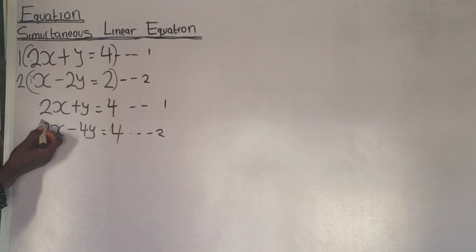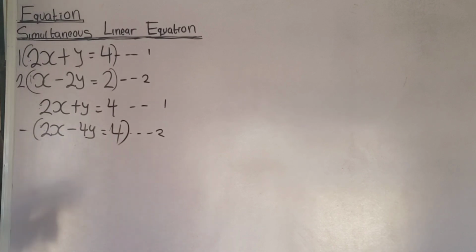So I'm going to apply a subtraction sign. If the signs are different, I'm going to add both equations. But because the signs of the coefficient of x in both equations are the same, I'm going to subtract. Do you understand? If the signs are different, I'm going to add. Okay? So by so doing, I'm going to eliminate x.